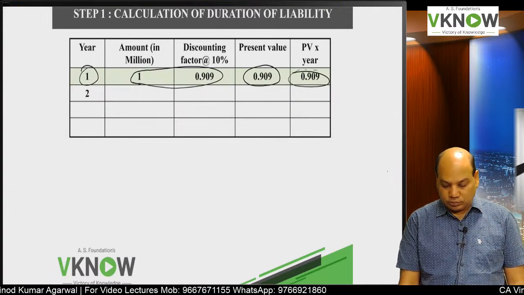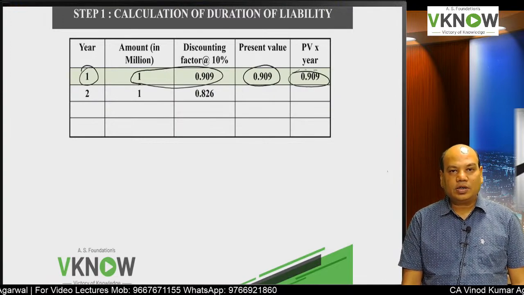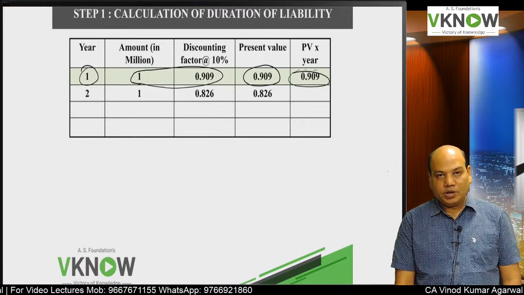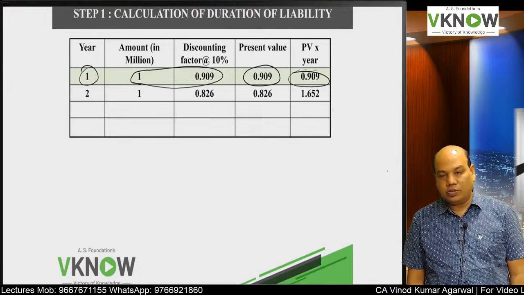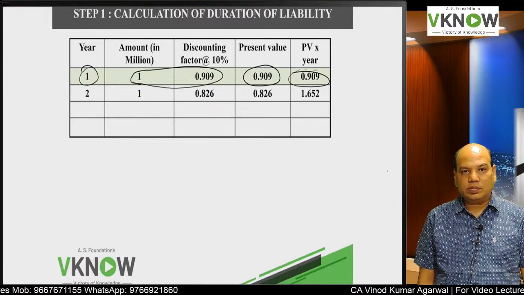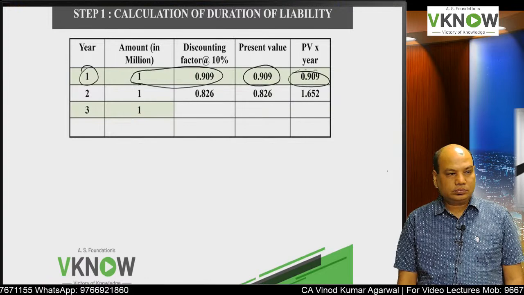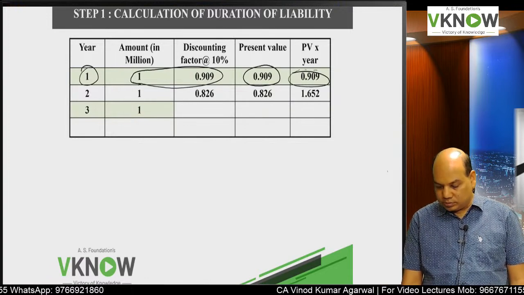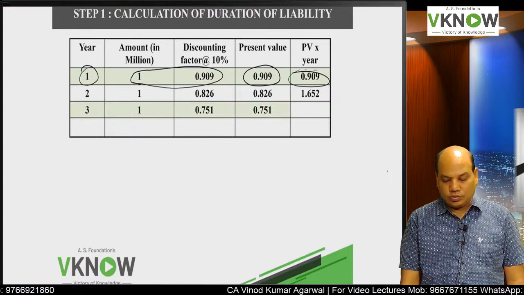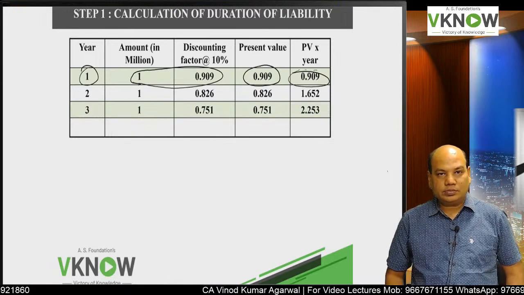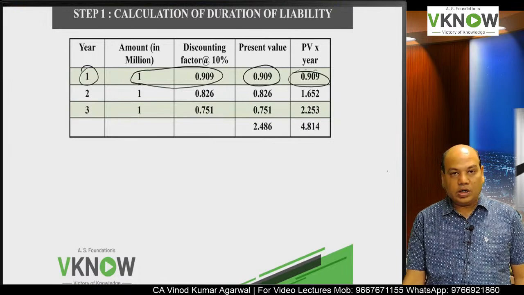Year 2, write down. Again amount in million 1. Second year factor 0.826. PV 0.826 and PV into year is 1.652. Then write year 3. Year 3, write amount 1 million, factor, present value, into year. Okay. Calculate the total of the last two columns.